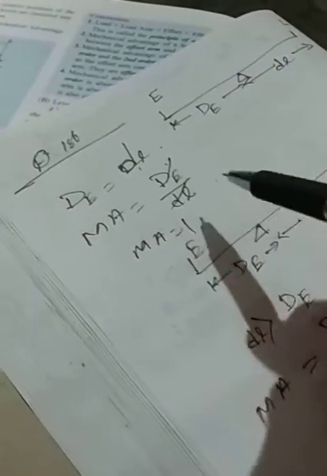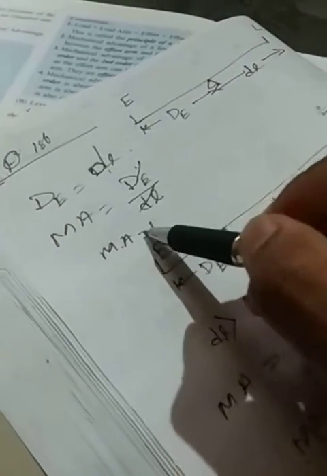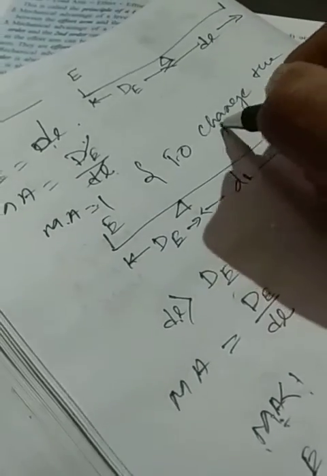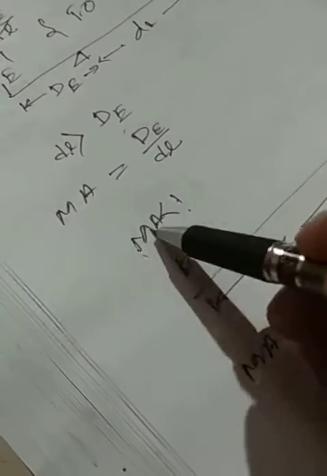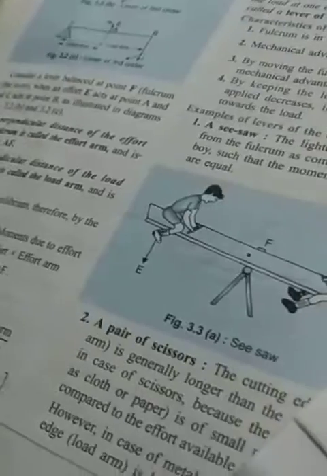So a first class lever can also have mechanical advantage equal to 1. If it is equal to 1, it is used to change the direction. How do we change the direction? Like a pulley: to lift up water, we give a downward force, but the thing goes up. That is called changing the direction. If mechanical advantage is less than 1, it is called a speed multiplier. If mechanical advantage is more than 1, it is called a force multiplier.